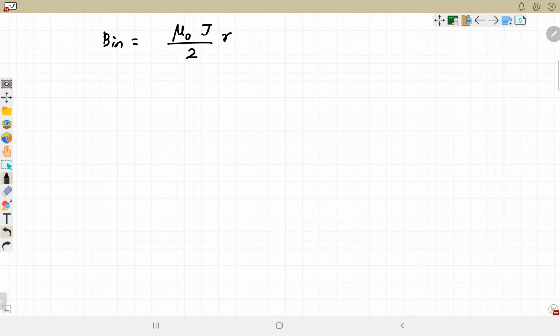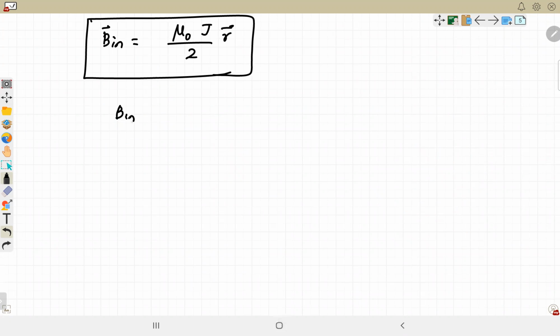One second, beta. Mu naught J r by 2. So inside it is directly proportional to r.